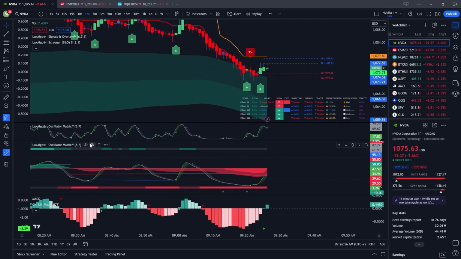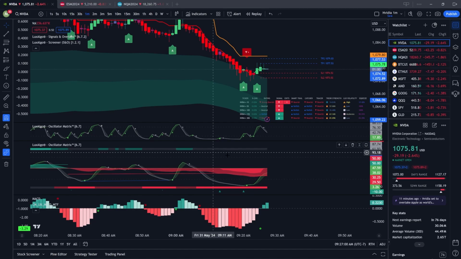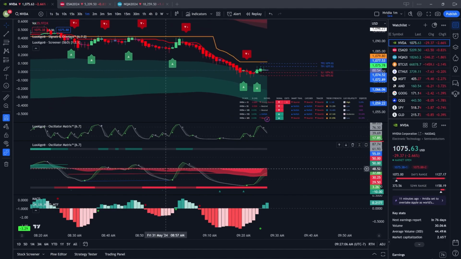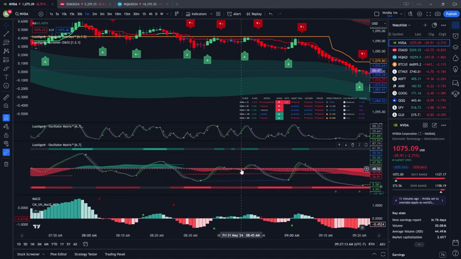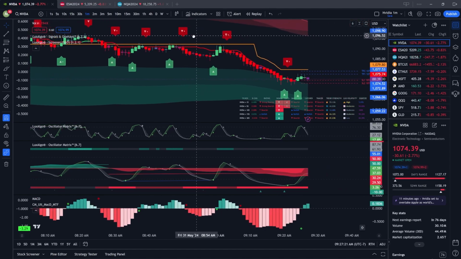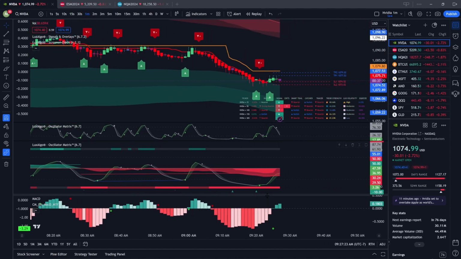You can change it a little bit, but it doesn't make a huge difference. The dots are pretty good. You could almost just trade the dots, seriously. The dots work, but sometimes it gets a little choppy. Like right here, you see it doesn't really work when it's choppy. But if there's even a little bit of movement, the dots are pretty solid. So that's why you have these two indicators.